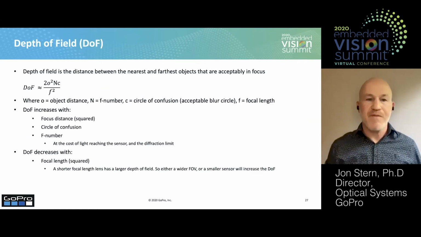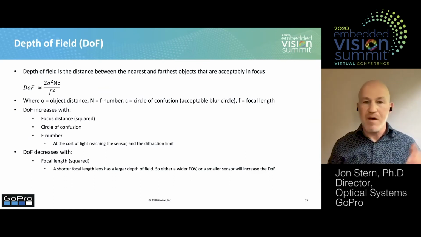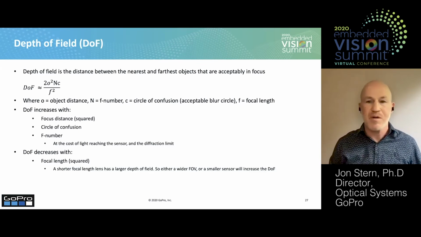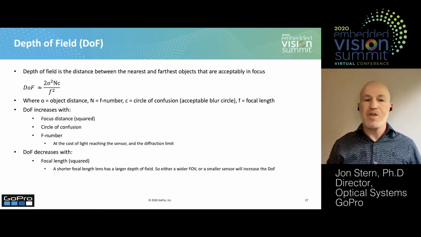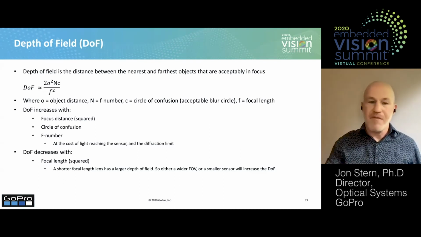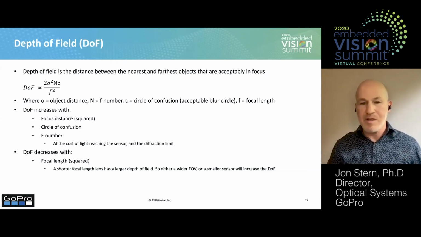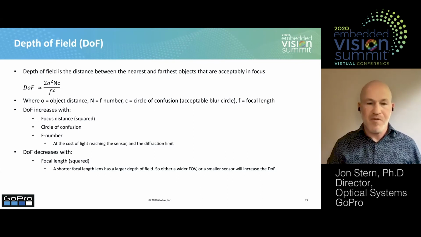Depth of field, DOF, is the distance between the farthest and nearest objects that are acceptably in focus. It equals twice the object distance squared, multiplied by the f number, multiplied by the circle of confusion, which is the acceptable blur circle, divided by the square of the focal length. So depth of field increases with the focus distance squared, the circle of confusion, which could correspond to larger pixels, and the f number, although a higher f number comes at the cost of reducing the amount of light reaching the sensor and also can start to have limits because of diffraction.